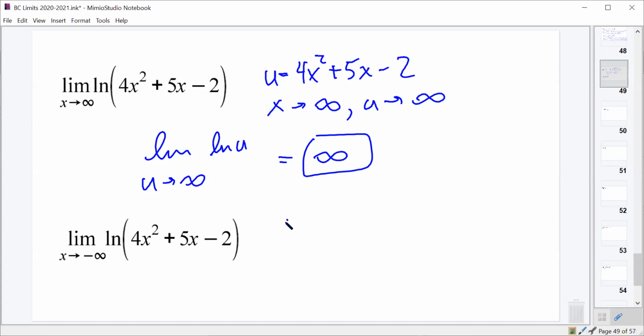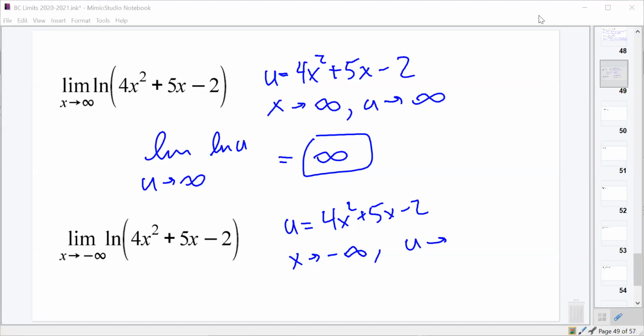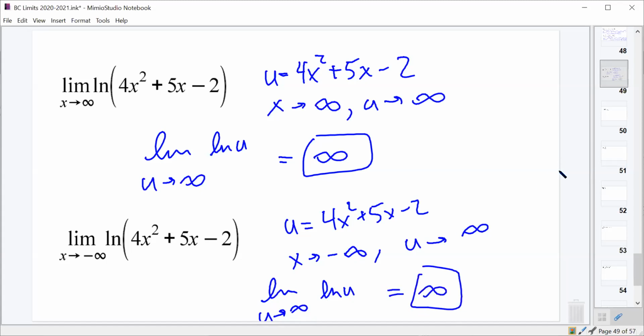Okay, what about this one? We're gonna do the same substitution. We're gonna let u equal 4x squared plus 5x minus 2. Now we have x approaching negative infinity though. If x approaches negative infinity, what is u approaching? Yeah, once again, it should be positive infinity. Right, because we got the 4x squared, turns that into a positive. So we're looking at the limit once again as u approaches infinity of ln u, same thing, just infinity, even though technically it doesn't exist. Everybody good there?